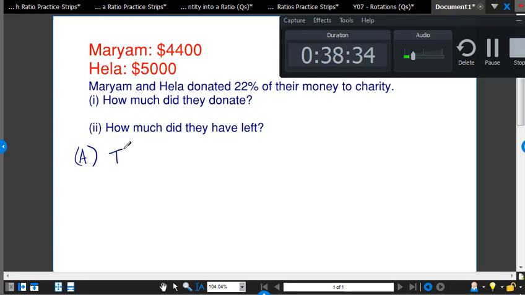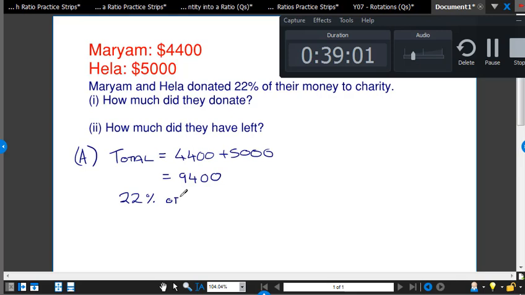So the total money is 4,400 plus 5,000, and that equals 9,400. You will have calculators, so you can do this. Some of you might need a calculator, but anyway. 22% of 9,400. We know the mathematical operation for of is multiply. And we know that 22% is 22 over 100, right? So it's 22 over 100 multiplied by 9,400.